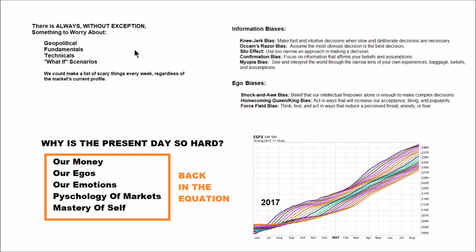to worry about. Geopolitical concerns, fundamental concerns. You can always find things on the charts that are concerning, and there are an infinite number of what-if scenarios that we can run through on any calendar day of the year. In summary, every single week of the year, we could make a list of scary things regardless of the market's profile. And if we make that scary list and collect that data rather than looking at the weight of the evidence in the big picture, that list will greatly increase our odds of falling prey to one of the common missteps that we always cover in these videos.